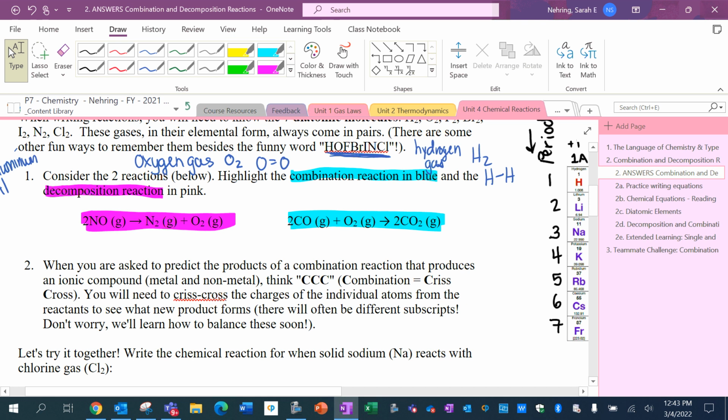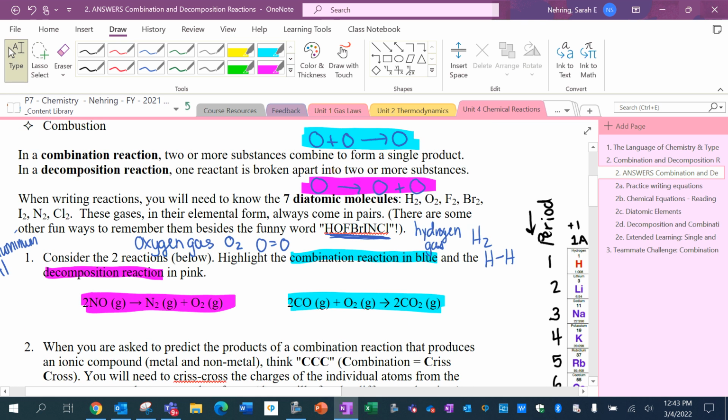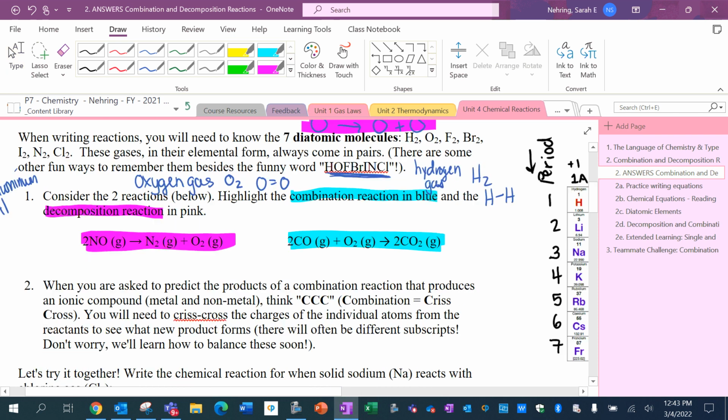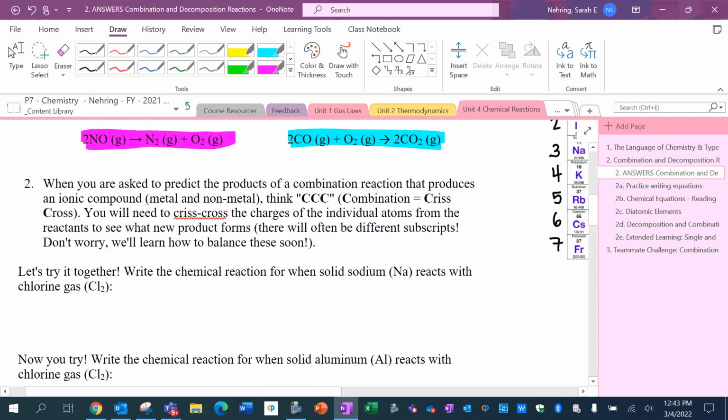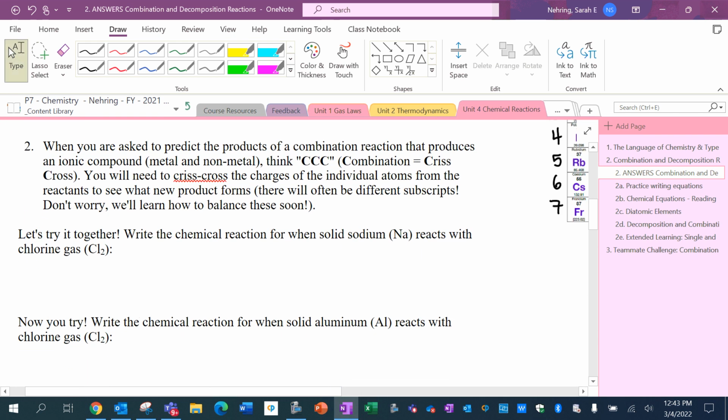So that's just identifying reaction types. And now we're going to use this knowledge to actually predict products of a reaction. When we're predicting products of a combination reaction, you can think CCC: combination equals crisscross.